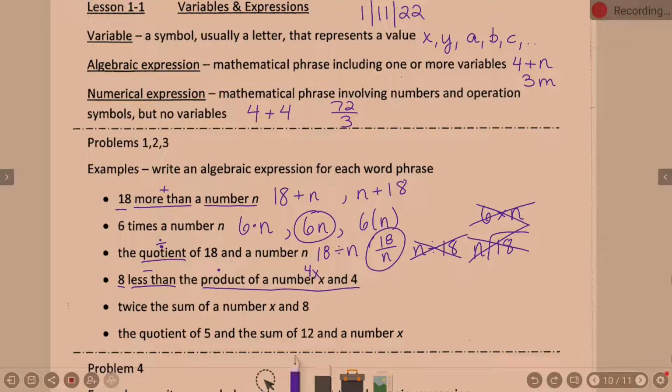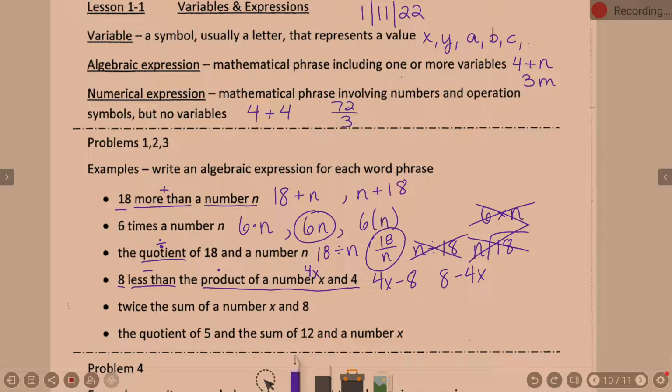Now, here's the question, guys. There's going to be an 8. Less than, there's going to be a subtraction. And that's the product of 4 and x, so there's going to be a 4x. Now, the question: is it 4x minus 8, or 8 minus 4x? Why? That's the question, without just guessing. That's the tough part.